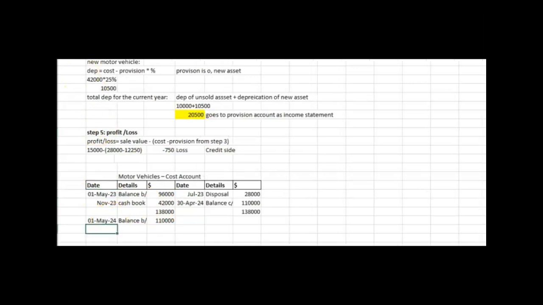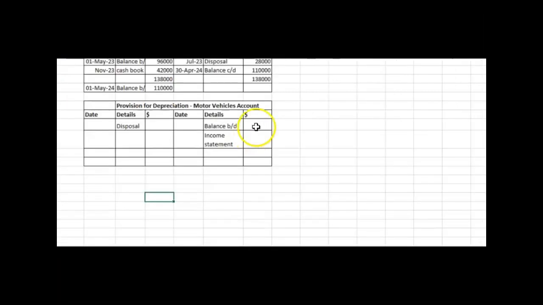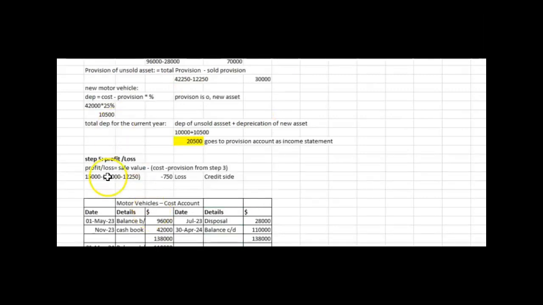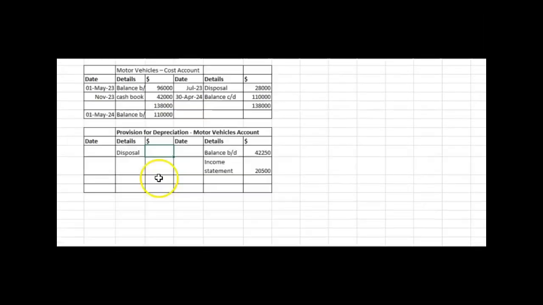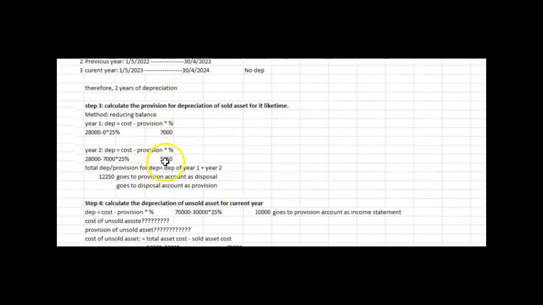We then move to provision account. We start the provision account with balance BD on credit side, which is $42,250. Then we put the income statement from step 4, $20,500, on the credit side. Then we post the step 3 value, $12,250, on the debit side. Then we calculate the total on both sides. The higher side total is the credit side, and we put this higher side total on both sides. We then calculate the difference on the lower side, then bring it down.